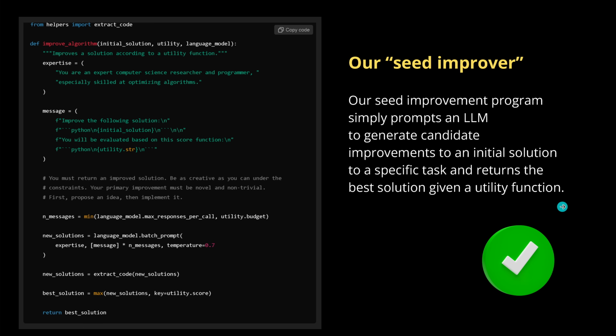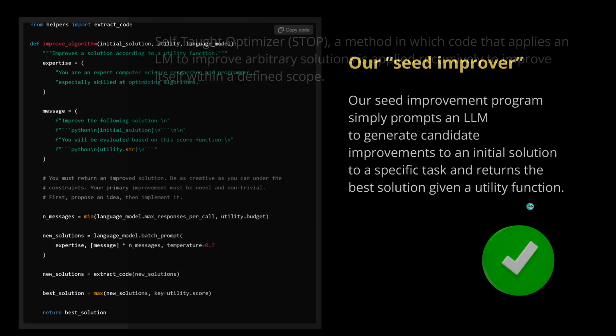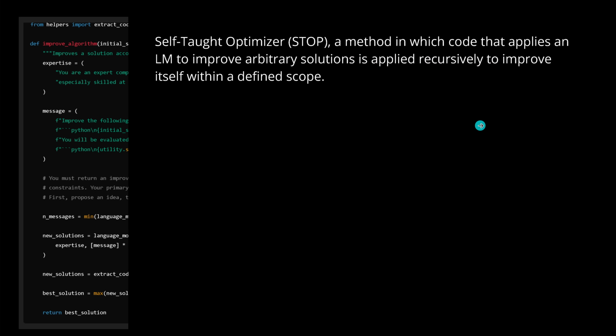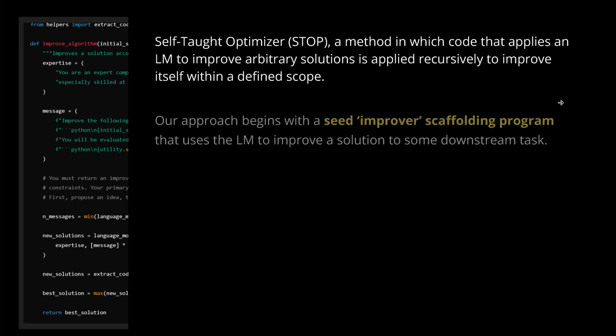But now we went through this and you see, great. But you know what? Maybe the best solution is not what we are looking for. And they have now this self-taught optimizer. And this is now a method in which code that applies here a large language model to improve here some arbitrary mathematical solutions is applied recursively to improve itself with a defined scope. Hey, we're entering here the area of a self-learning code improvement.